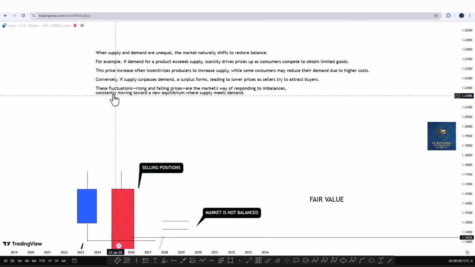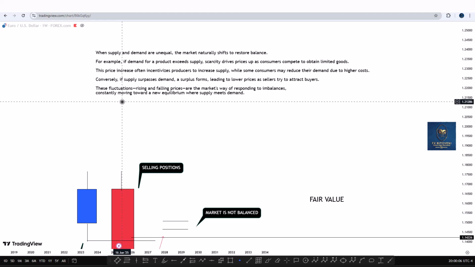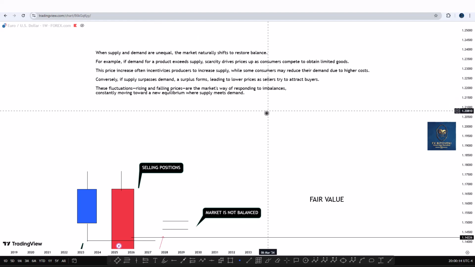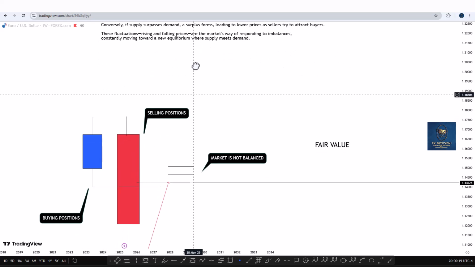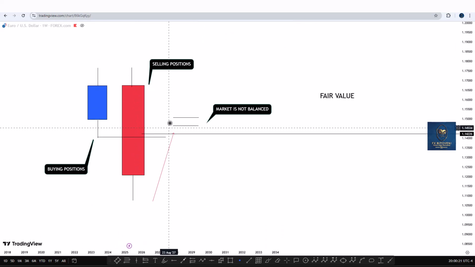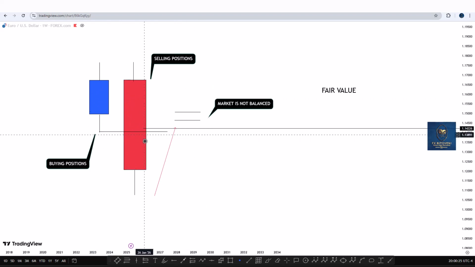Read again: these fluctuations, rising and falling prices, are the market's ways of responding to imbalances, constantly moving toward a new equilibrium where supply meets demand. So I hope you understand the idea. So what will the market do? The market will find ways to come back to this area as long as there is imbalance.